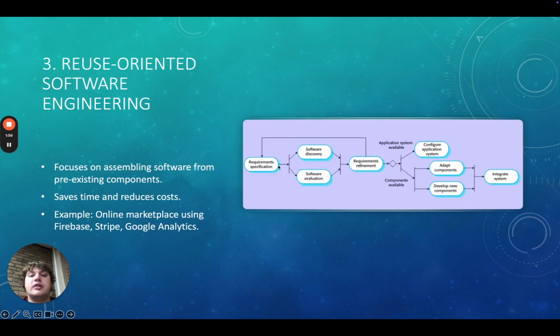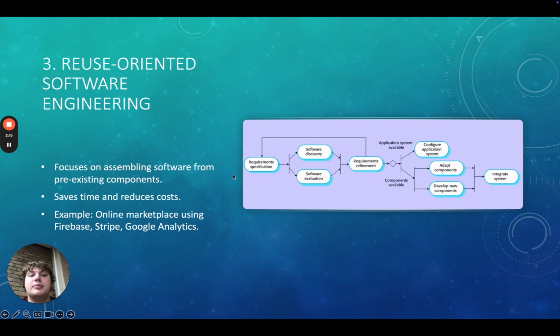Reuse-oriented software engineering. This approach focuses on assembling software from pre-existing components, saving time and reducing development costs. How it works. Identify reusable components like APIs, libraries, or frameworks. Integrate these components into the system and customize them to meet project-specific needs.